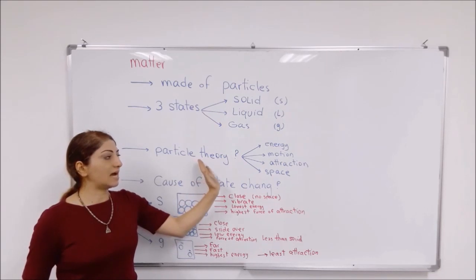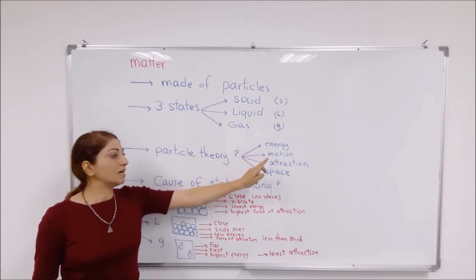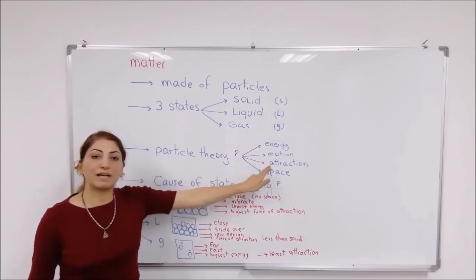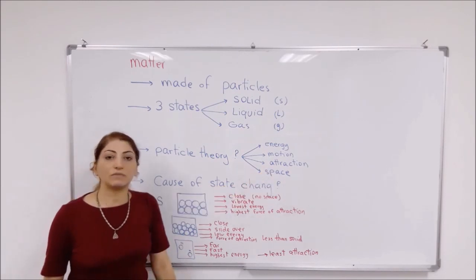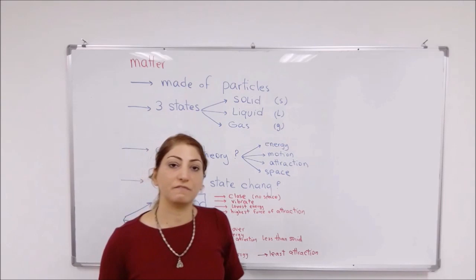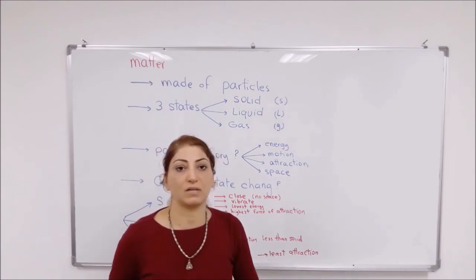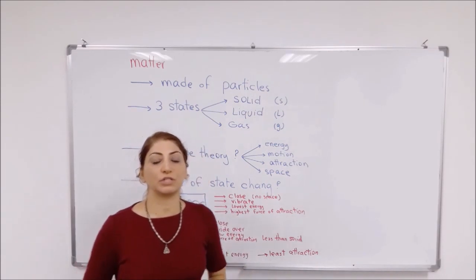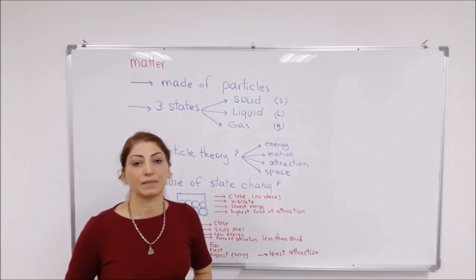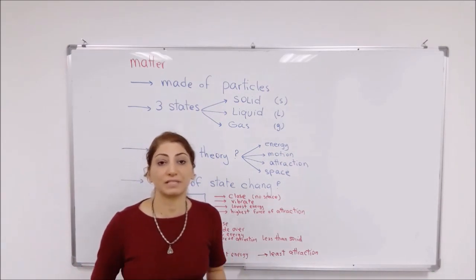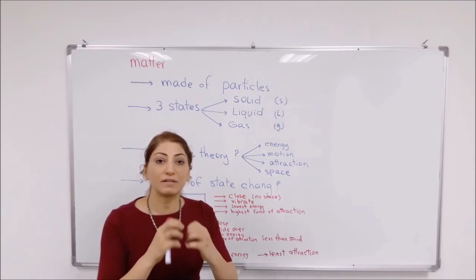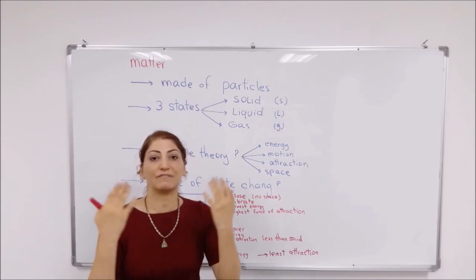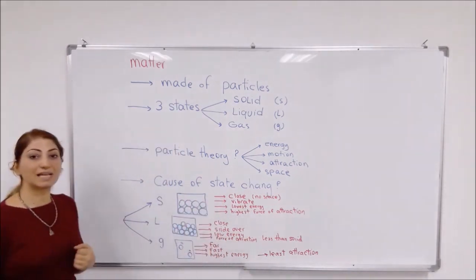Particle theory says that the energy of the matter, which is the movement, how fast or slow they move, the force of attraction between the particles, and the amount of space between the particles will change when a matter changes from one state to another. For example, ice changes to liquid water, or liquid water changes to steam. So what is changing here is not the matter itself, not the particles. It's the space between the particles and the amount of energy that they have which is changing.